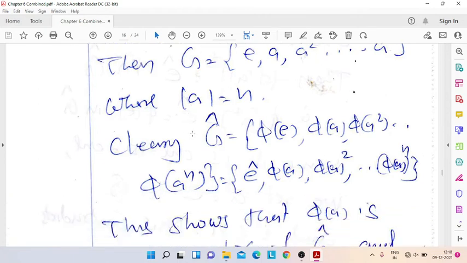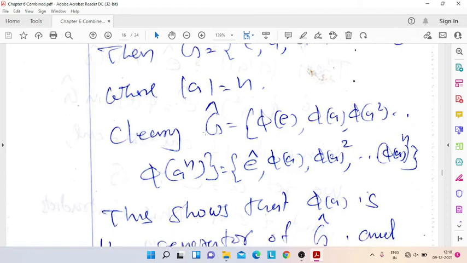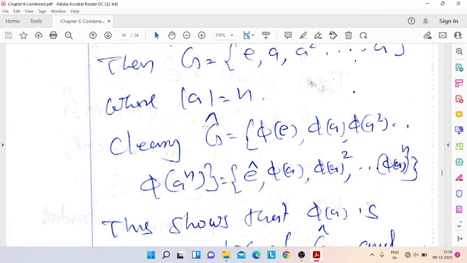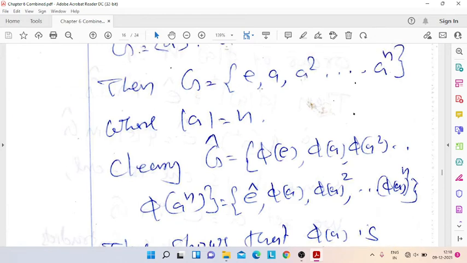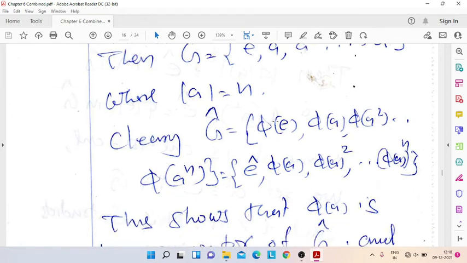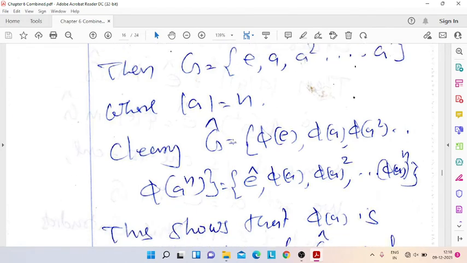We can now think about the second group, G cap. We know that the second group, G cap, is the isomorphic image of the first group. So directly, using these elements, you can write the elements of the second group.